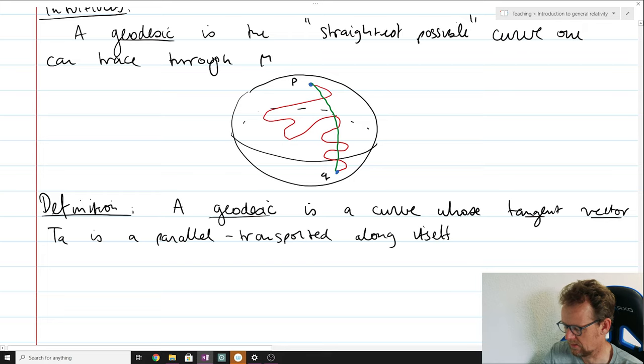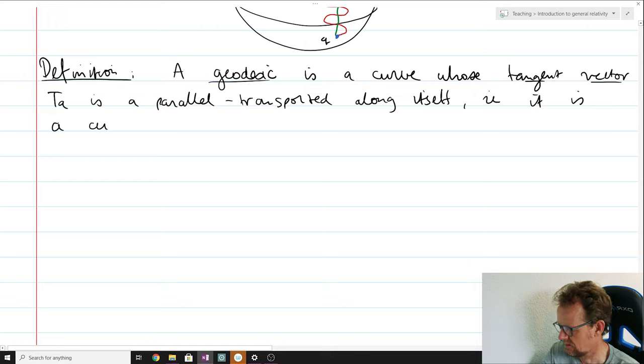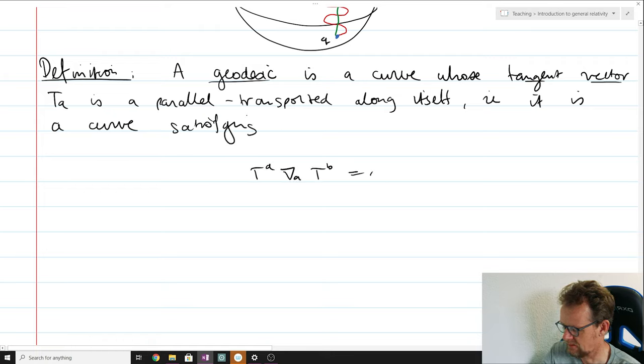But the beautiful thing is now, we have an intrinsic notion of tangent vector, we have an intrinsic notion of parallel transport. So we actually have an intrinsic notion of a geodesic, the shortest curve on a manifold. So a geodesic is a curve satisfying the following condition, namely T^a ∇_a T^b = 0.